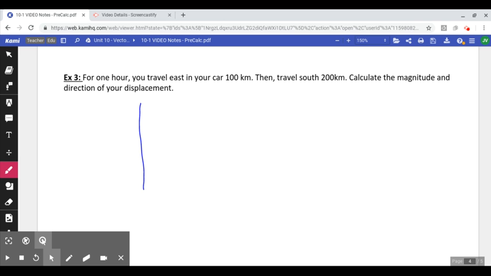So if we take a look at a coordinate plane, traveling east by 100 kilometers, we could represent that here. So we're going to travel east this direction. And then we're going to travel south by 200. So let's see, that might be about right in there. So that would be negative 100, negative 200. Of course, south would be down in this case, in that direction. So here is going to be your pathway, and you've ended up here.